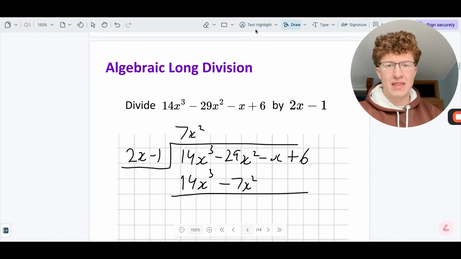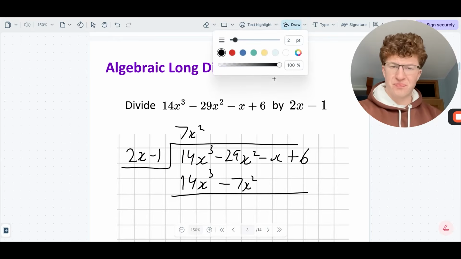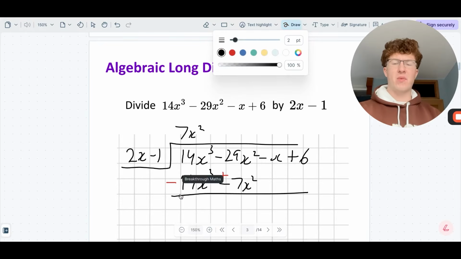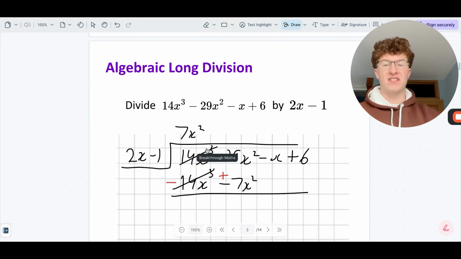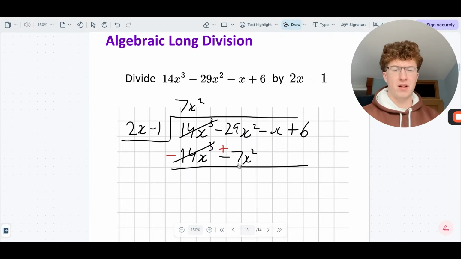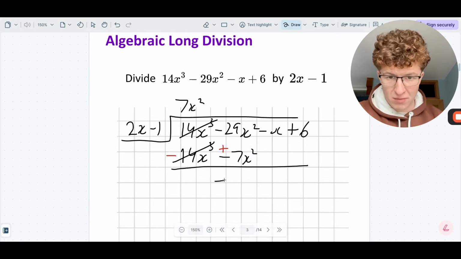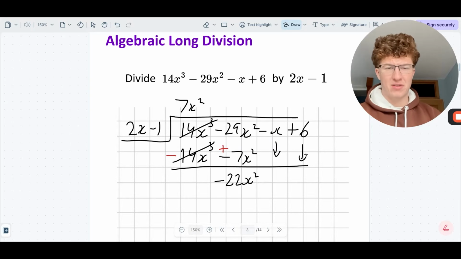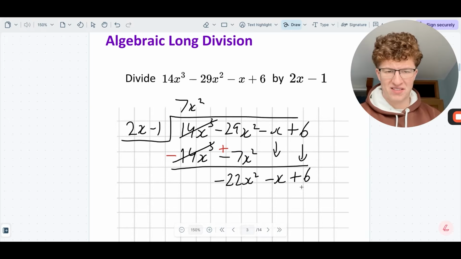Draw the line. Now, this next step is pretty confusing. There's no real justification for it. We have to change these signs here. Then when we do that, these 14x cubes are going to cancel, and we're going to have minus 29x squared plus 7x squared. That's going to give us minus 22x squared. Final step, bring down minus x and then plus 6.